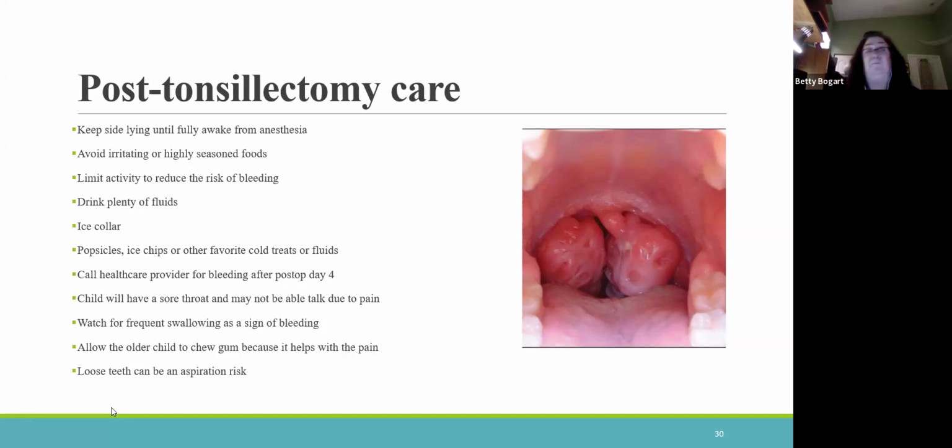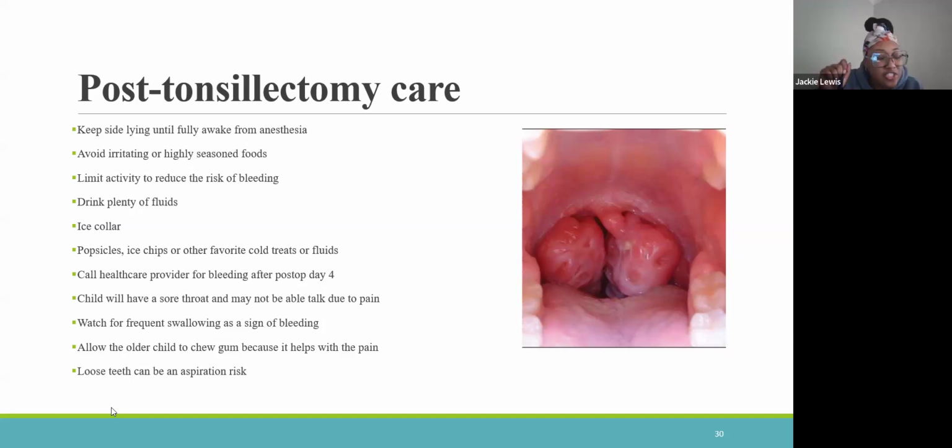So avoid irritating and highly seasoned foods because it will burn. Okay. You still need liquids. I mean, you still need them, but remember, nothing red. Jellos, ice pops, all those things. But remember, nothing red, because you want to make sure that there's no bleeding going on.